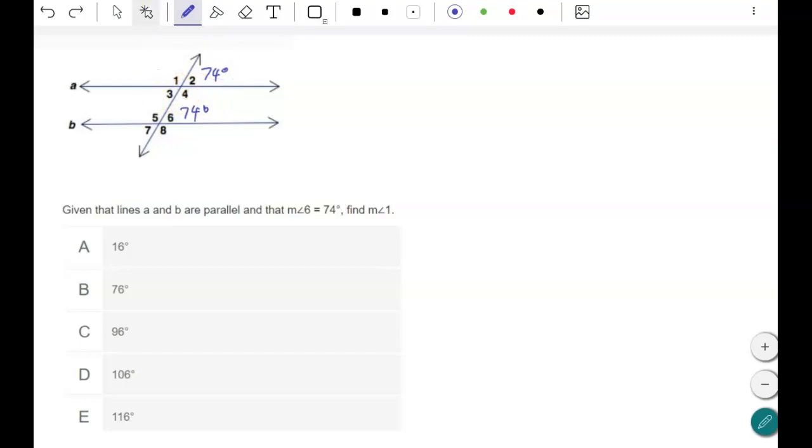So you have to kind of use all the things about angles. Now, the other thing you should know, this is a straight line here, and those two together will add up to 180. So if you do 180 minus the 74, it's 106. So this is 106. That's just one of the ways to do it. The other thing you could have done is said, well, this is 106, and that's the same as 1. Different ways.